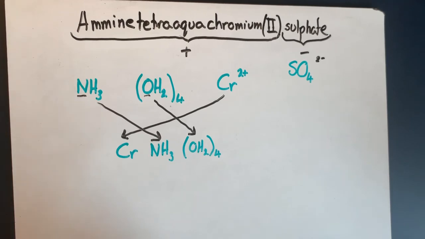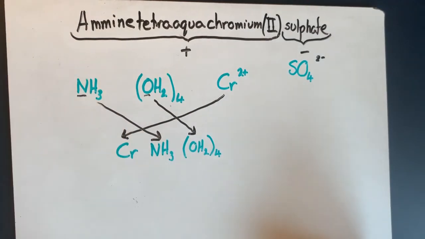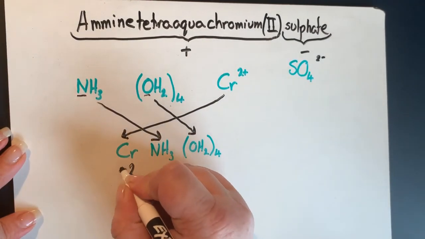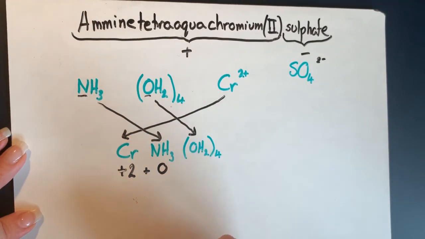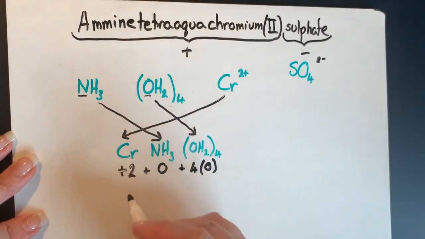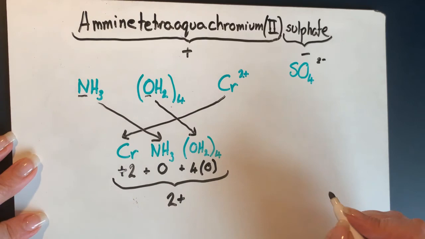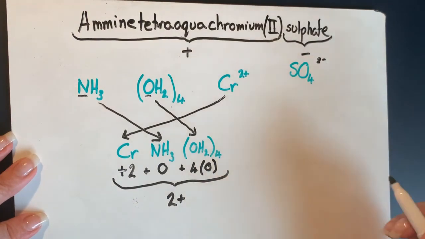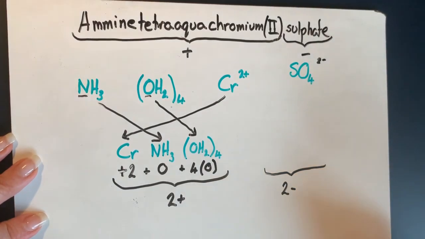Then what we need to have a look at is what charge is all of this together. So we know we've got a +2 from our chromium. Ammonia has no charge, and water, even though there's 4 of them, has no charge. So this whole thing is 2+. Looking at a charge on the sulfate, that is 2-. If we think about these as a valency, you don't need to multiply any because they will cancel out.